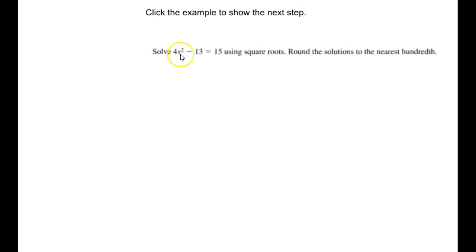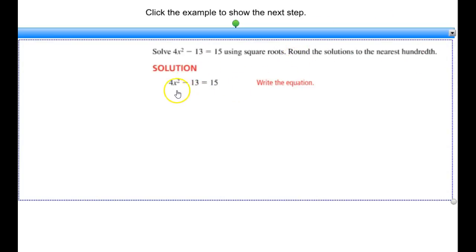So now here's a little more complex one that we're going to continue to solve using our square roots. Here I'm supposed to round the solutions to the nearest hundredth. Keep your eye on when we're rounding and when we want exact solutions. Okay, so the first thing I'm trying to do is get this x squared by itself. So again, I'm going to add 13 to both sides. Now I have 4x squared equals 28. Now I divide both sides by 4, so I end up with x squared equals 7.